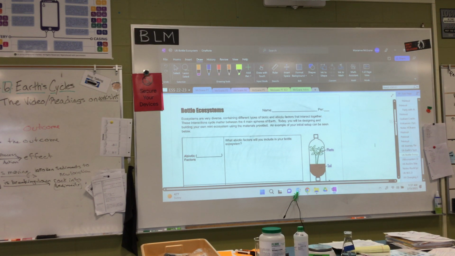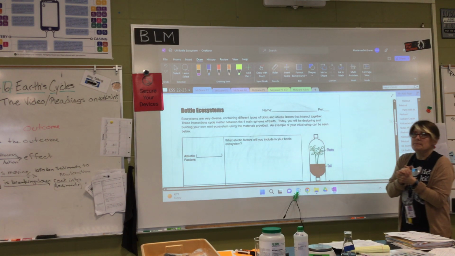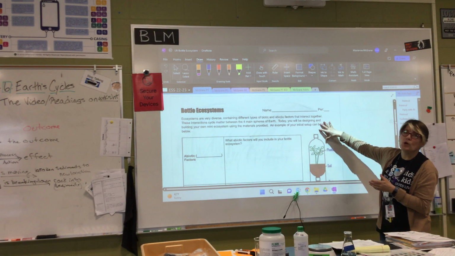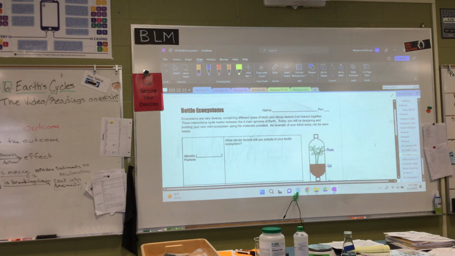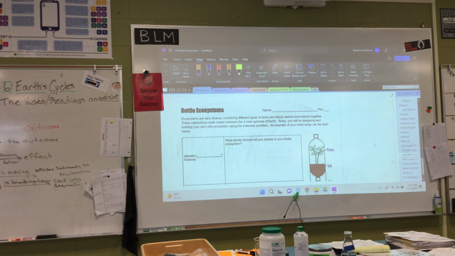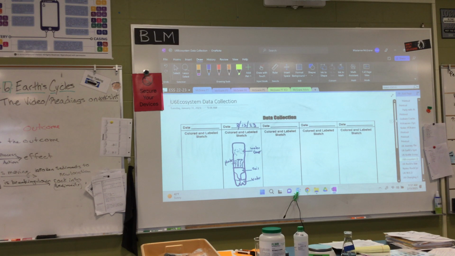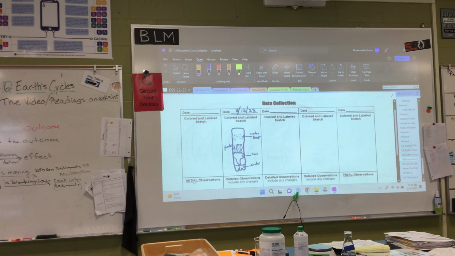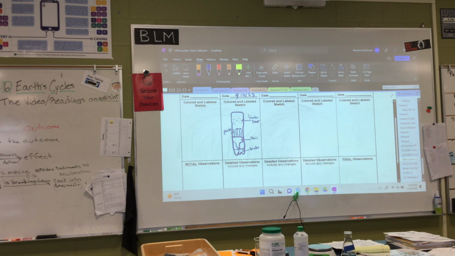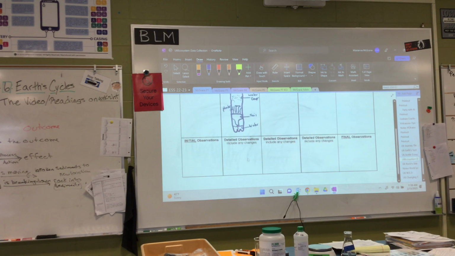All right, Katie, I need you to take this and flip it over. You need to be on the back side of your ecosystem bottle. What we're going to do is we're going to take some data. We're going to be looking at, not this first column, that was when we first put it together. Now we're on this column right here. Please put the date, give a colored and labeled sketch, and then any observations of what you've seen that has been different from the day you created it. What day is it? So, 13.